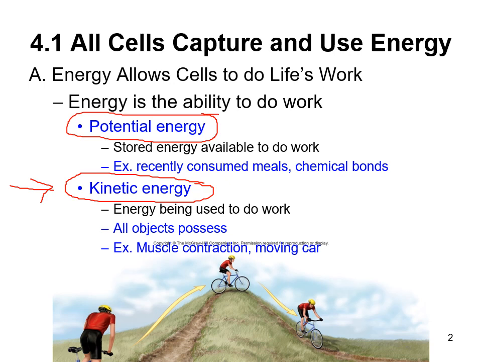Now, potential energy, as the name indicates, is stored energy which will be available to do work at a later time. For many of us, the best example of potential energy can be found in the foods that we consume, because the foods, the carbohydrates, the proteins, the lipids, are full of chemical bonds, which are holding on to energy that we are trying to pull apart and retrieve through our digestive system.